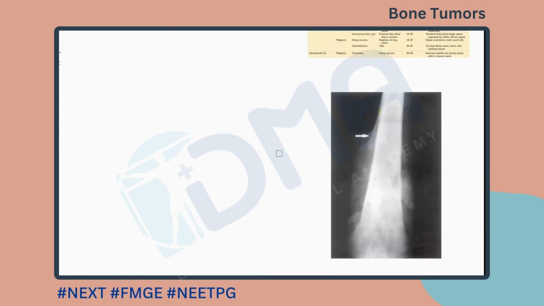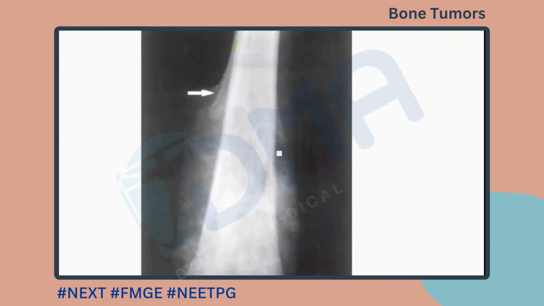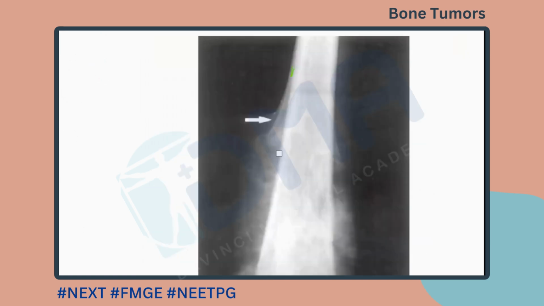You see this diagram. So you can see a diffuse swelling which is seen here, and the periosteum is lifted from here to form a triangle shaped area. So what is this triangle called as? This is called as Codman's triangle.